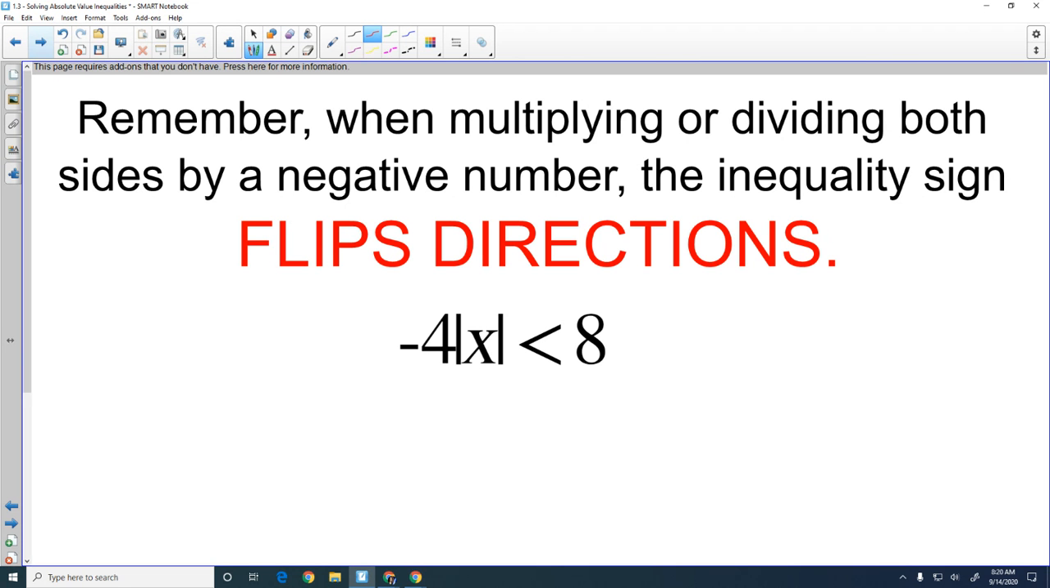This is a very small, unique property of inequalities that oftentimes students forget. So I want to specifically draw your attention to it so you remember when solving these, because that will very much change your answers. So it's just multiplying and dividing both sides by a negative number. It flips your inequality.